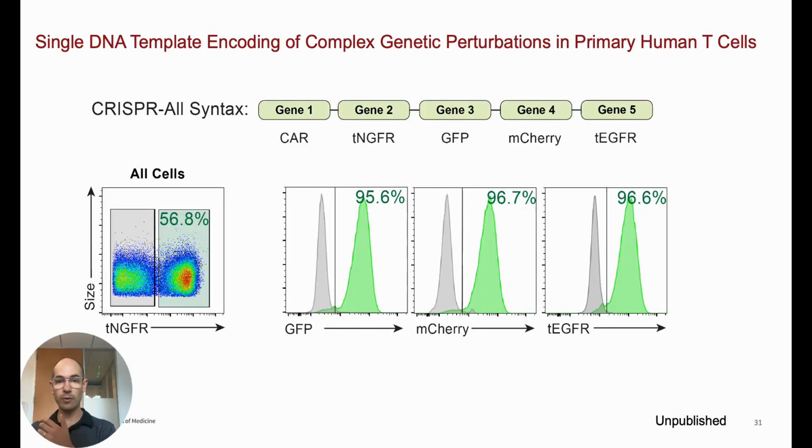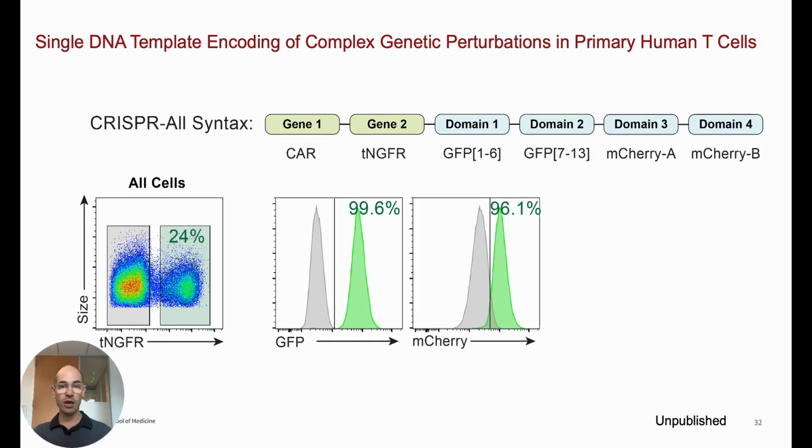So just to show you that we can do this, here's a bunch of examples. Here's 5 genes being upregulated in primary T cells. Here's 2 full-length genes, but then breaking up a couple of genes into individual domains that then get spliced back together to form the full GFP and mCherry in this case.